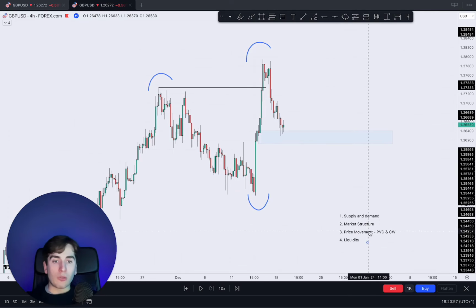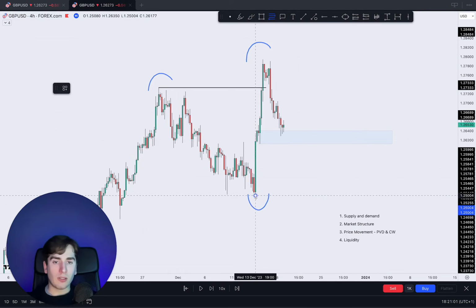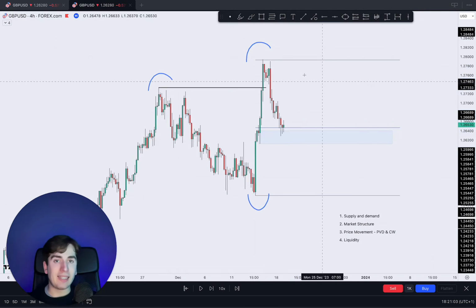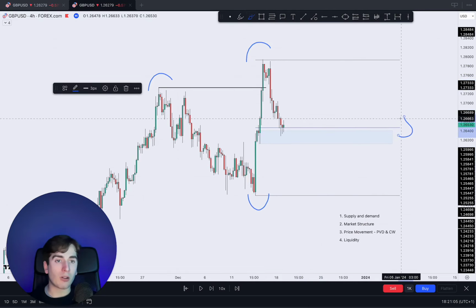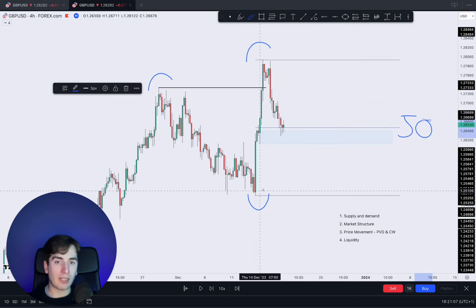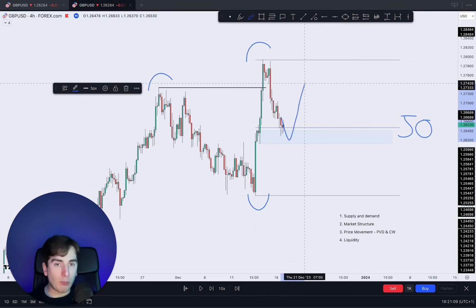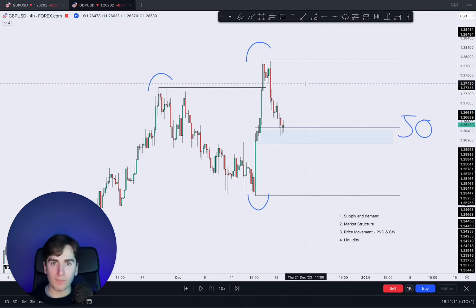Now, going towards price movement, so PVD, also known as premium versus discount. If I draw this in, I can clearly see I'm at the 50% mark of the overall swing range, meaning it is now high probability to start looking for longs.